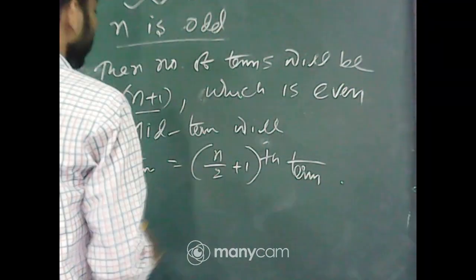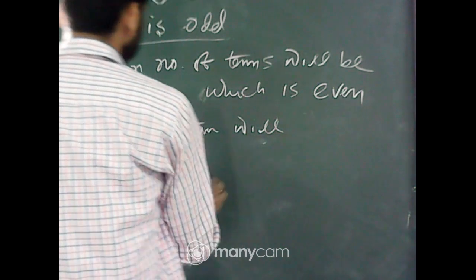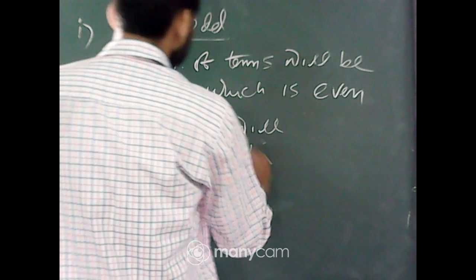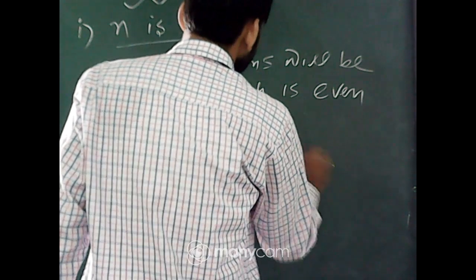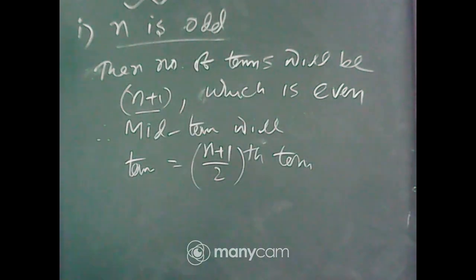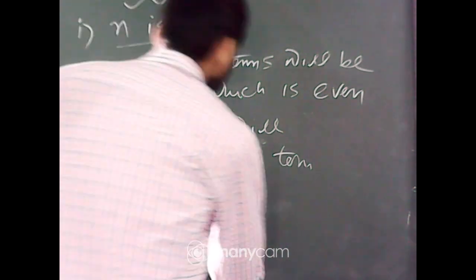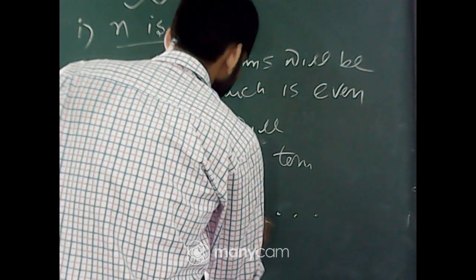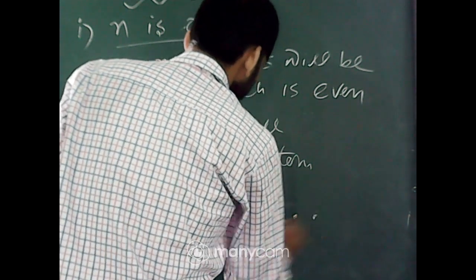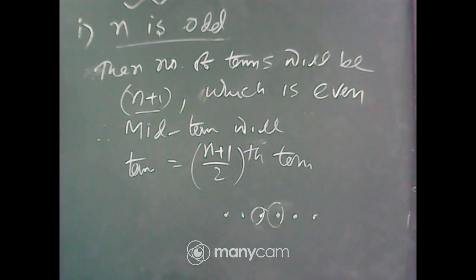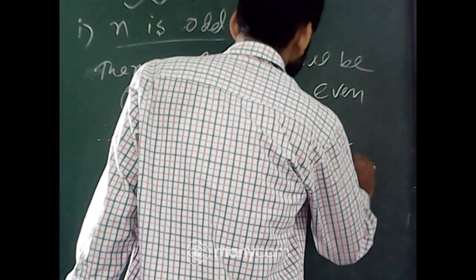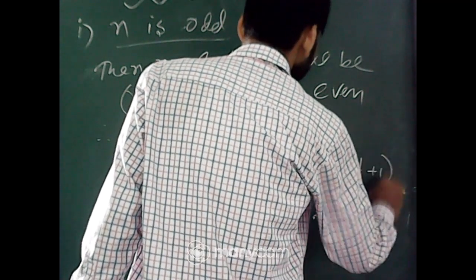Then the middle term will be the (n+1)/2-th term. For even numbers, you know that there are two middle terms. Suppose 1, 2, 3, 4, 5, 6. There are two middle terms, the third one and the fourth one. That means the number divided by 2 and the next one, and the ((n+1)/2 + 1)-th term.